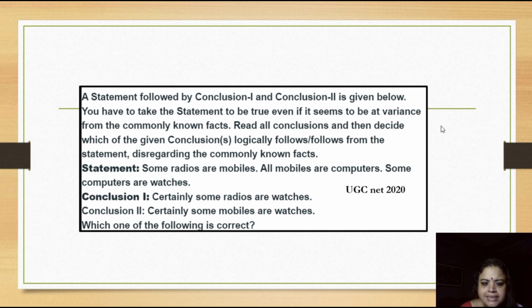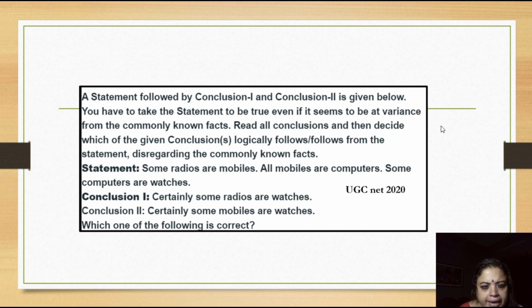So you are given some statements and then conclusions. You have to find out which of them is correct. So you can see statements. When you are given some statements and conclusions, we can draw the Venn diagrams of the statements and then find out if the conclusions are there in the statements or not. So first of all, what we have to do is draw the Venn diagrams of the given statements.